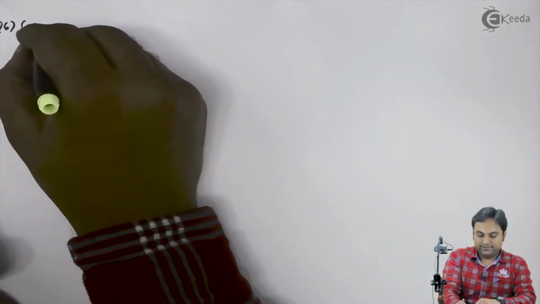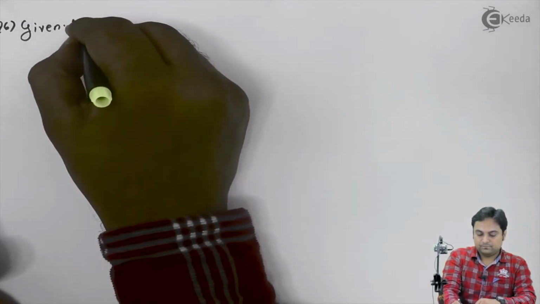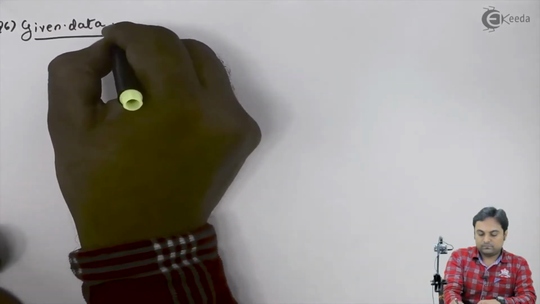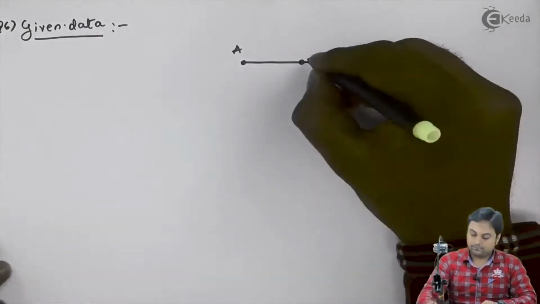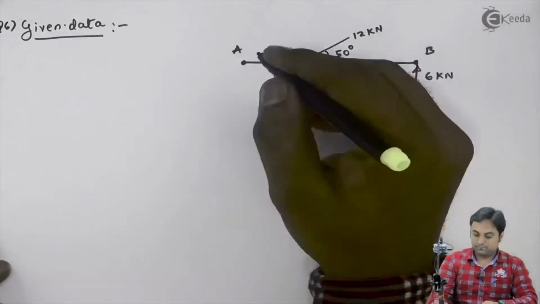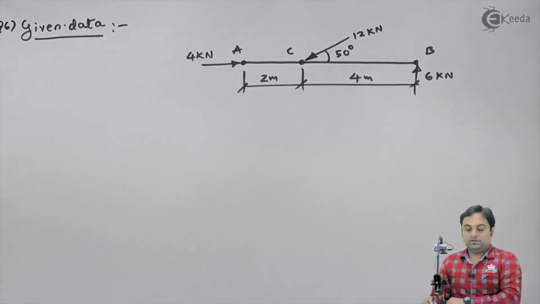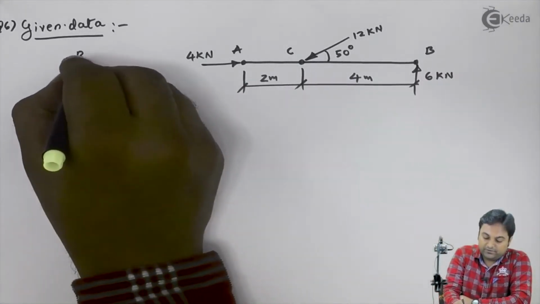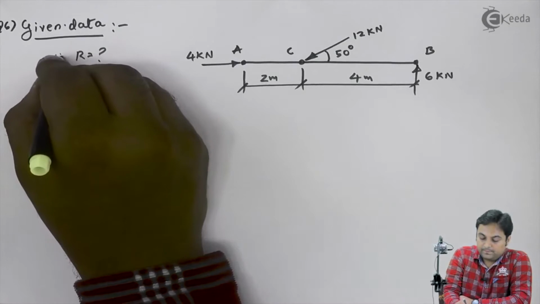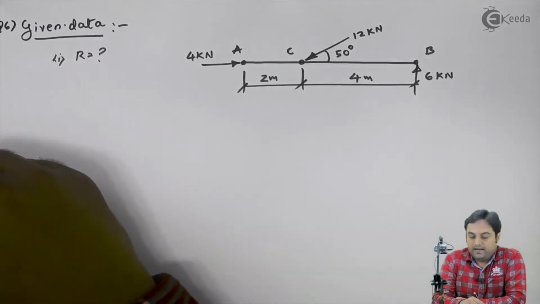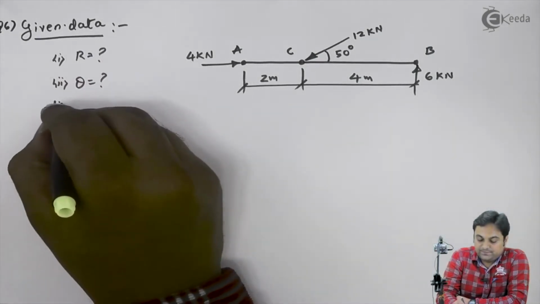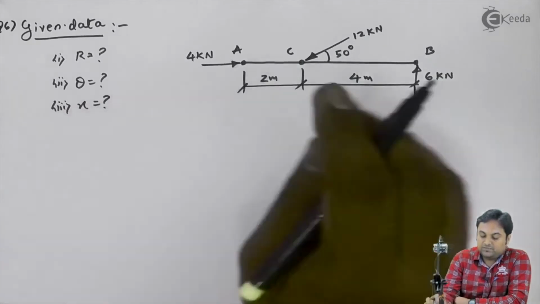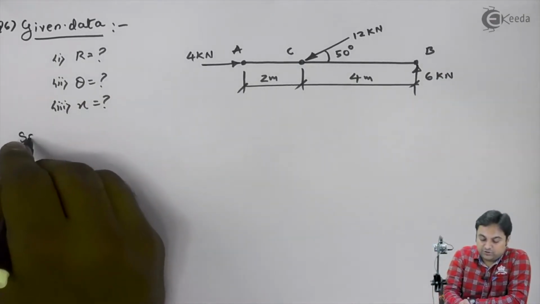This is question number 6. I'll write the data. Data is in the form of a diagram. Now, in this case, I have to calculate the resultant and even find its location, that is theta and x. This much is my question. I'll write the solution.